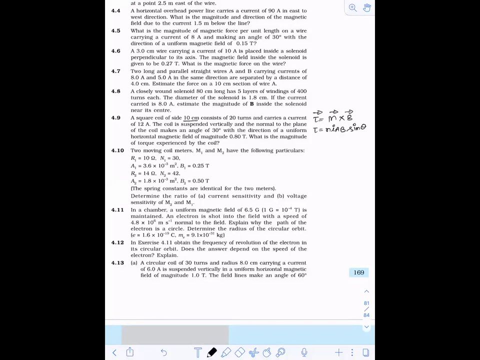I'm leaving this problem. You can solve it now. This is very easy. Everything is given to me. N value is given, I value is given, A value is given, B value is given, and theta is given. Fine. Now question number 10.